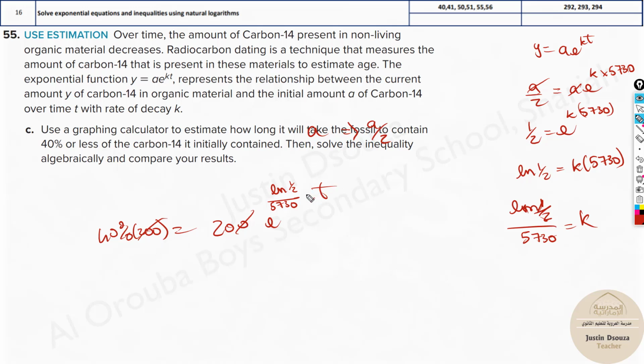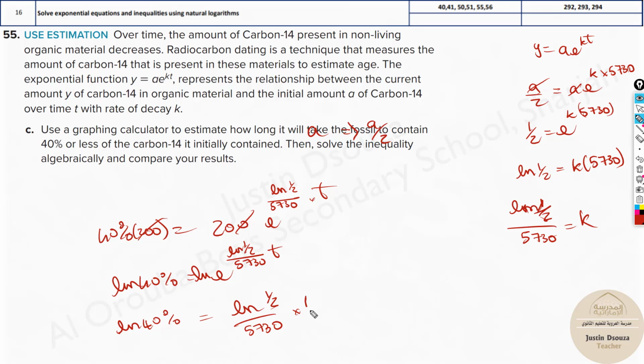Now you need to find what time, isn't it? Basically, how long, by graphing, and compare your results. Okay, I'll just do it by the algebraic method. Over here, it'll be 40% equals e^((ln(1/2)/5730)·t). Take the natural logarithm on both sides, and you're left with this entire term down. Okay, so it'll be ln(40%) is equal to ln(1/2) divided by 5730 times t.